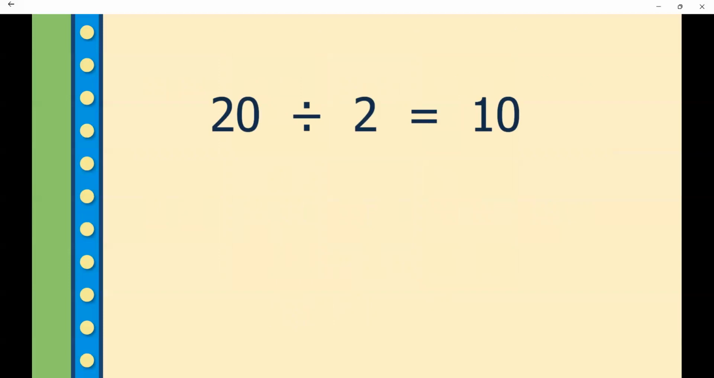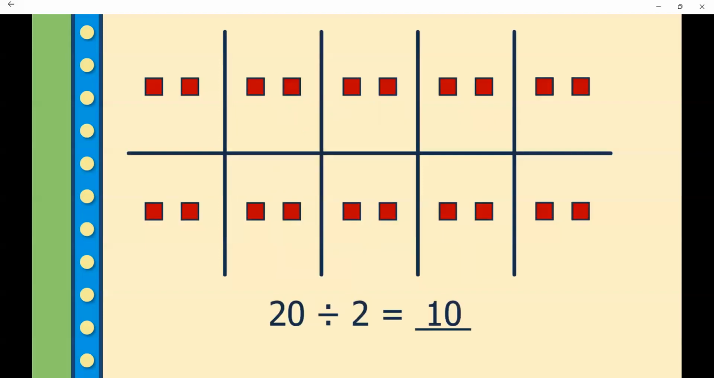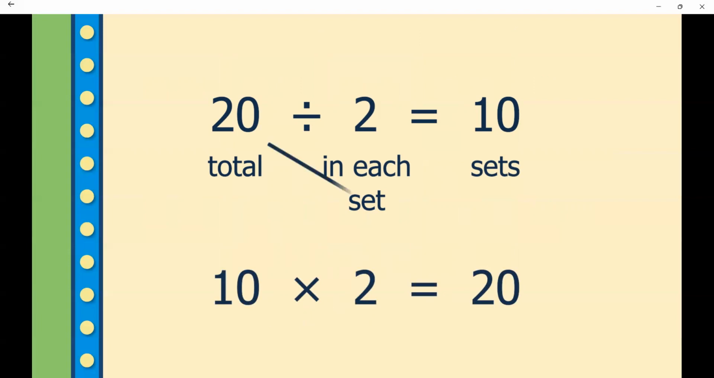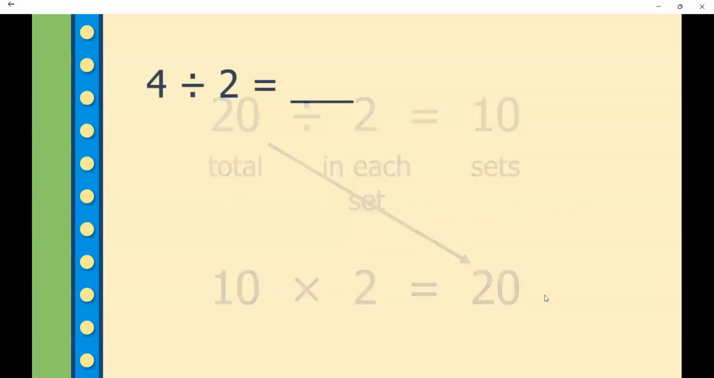Moving on, we have 20 divided by 2. Again, that's the same thing we just did, okay? So that's right here. 20 divided by 2, that equals 10. 20 is my total, 2 on each set, 10 sets. All right, so again, it's showing you, if you want to check yourself, you do your number of sets times how many in each set, and your total is 20.